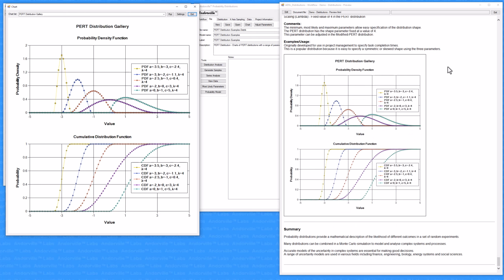In summary, probability distributions provide a mathematical description of the likelihood of different outcomes in a set of random experiments. Many distributions can be combined in a Monte Carlo simulation to model and analyse complex systems and processes. Accurate models of the uncertainty in complex systems are essential for making good decisions. A range of uncertainty models are used in various fields including finance, engineering, biology, energy systems, and social sciences.